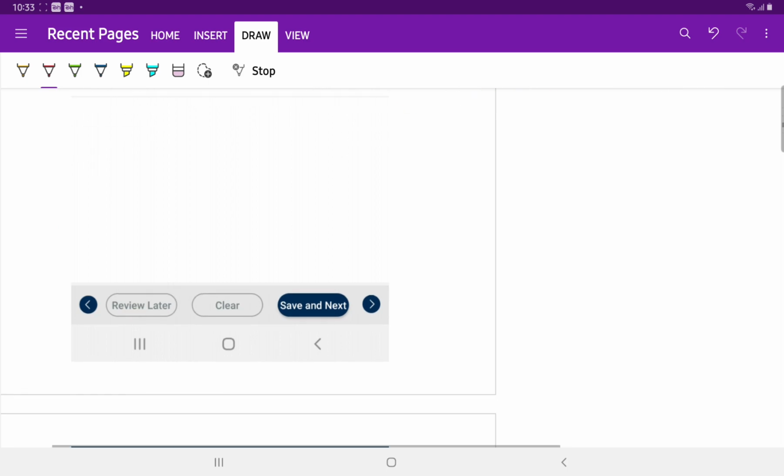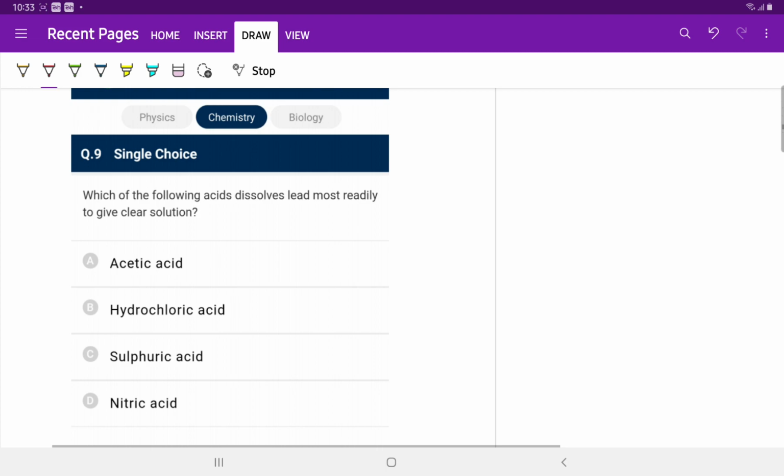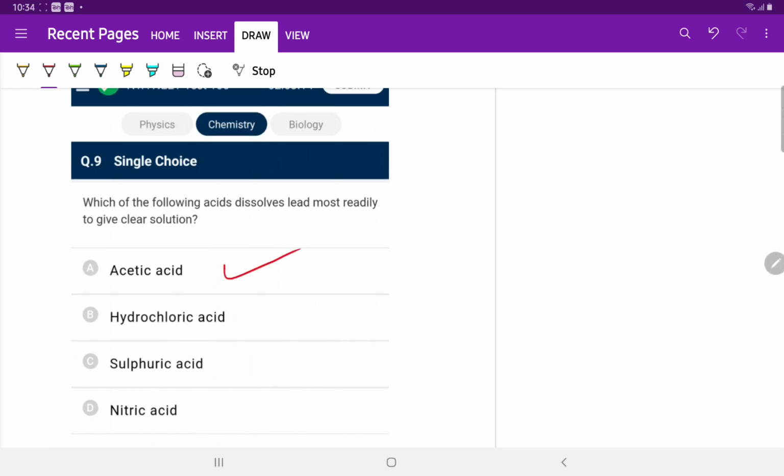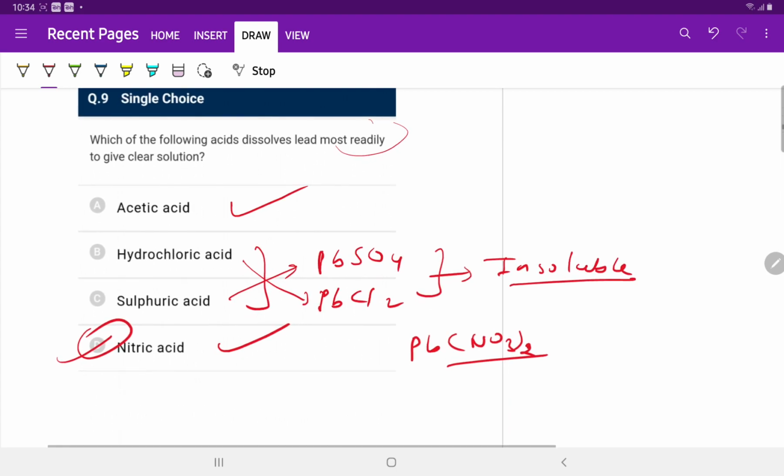We will move to question number 9. Which of the following acid dissolve lead most readily to give clear solution? Acetic acid also gives clear solution of lead acetate. HCl and sulfuric acid form PbSO4 precipitate with H2SO4 and lead chloride PbCl2 with HCl, and both the compounds are insoluble, so these two are unable to give a clear solution. Acetic acid gives clear solution and nitric acid also gives clear solution, but most readily is lead nitrate. Lead nitrate is a strong electrolyte, so option D is correct. Lead nitrate is soluble in water to give clear solution.